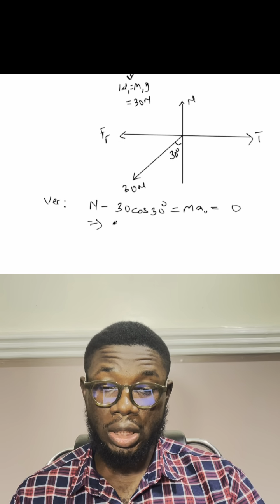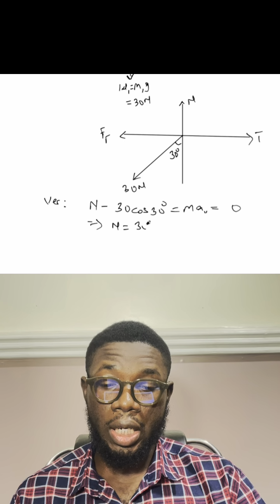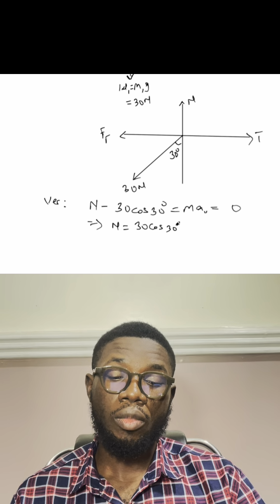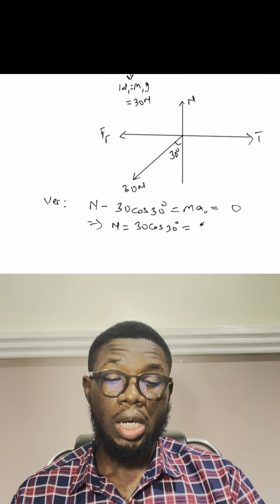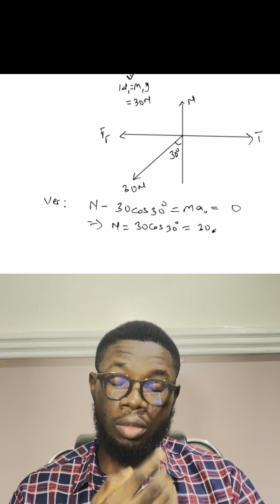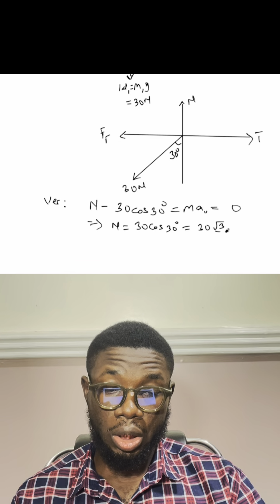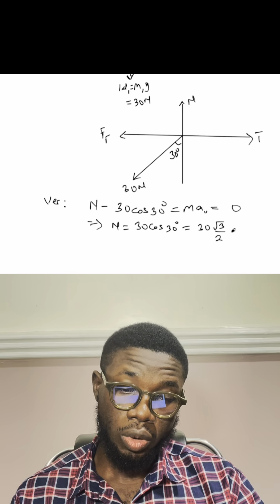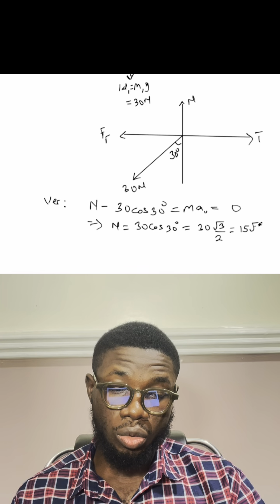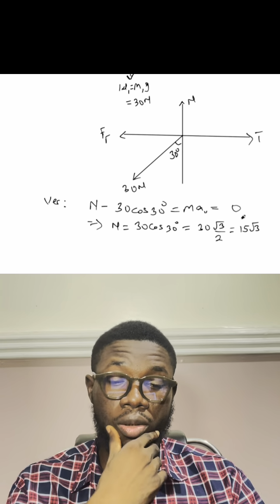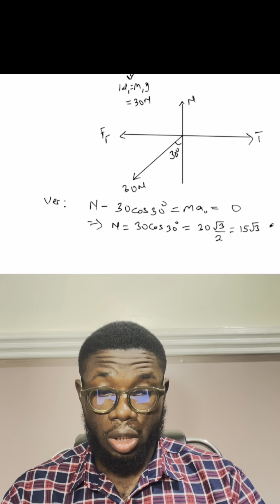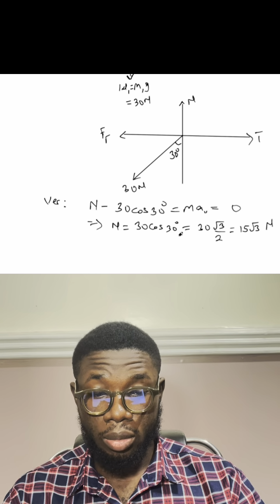In fact, we can easily get our N like that. Our N is 30 cosine 30 degrees. That should be root 3 over 2, and that will be 15 root 3. So you can set that out. So this is in newtons.